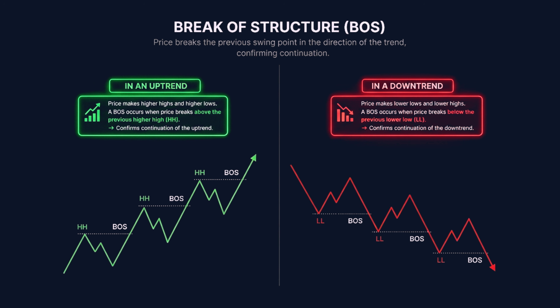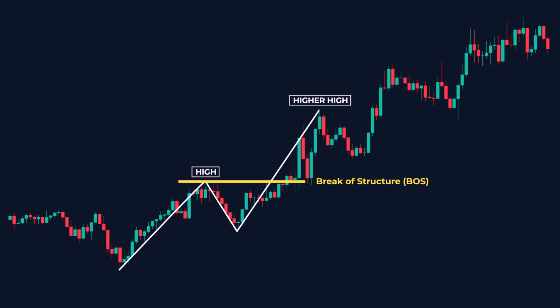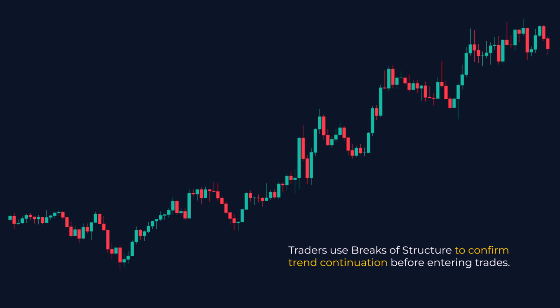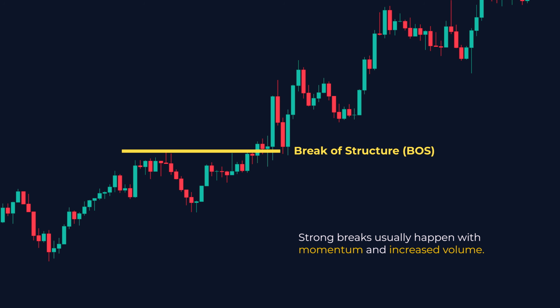A break of structure happens when price breaks the previous high or low within a trend. This shows that buyers or sellers are still strong enough to continue pushing price in the current direction. For example, in an uptrend, if price forms a new higher high by breaking the last peak, that break is called a break of structure. It confirms the trend is continuing. Many traders use breaks of structure to confirm trend continuation before entering trades. But not every break is valid. Strong breaks usually happen with momentum and increased volume.